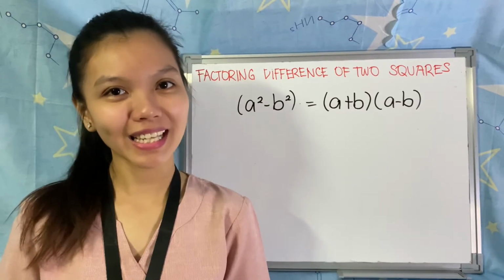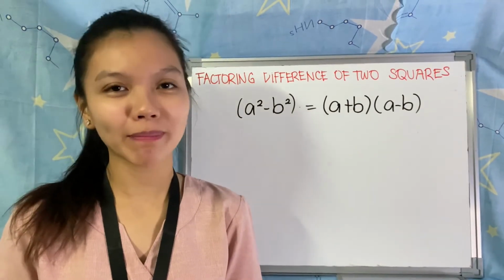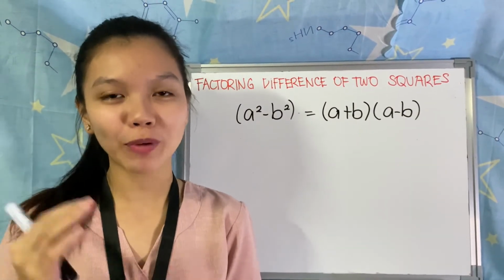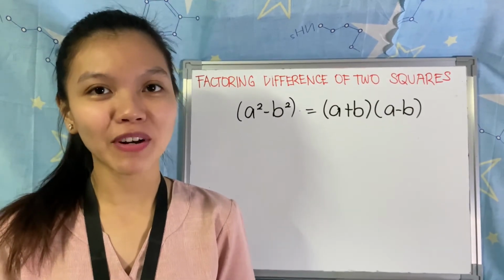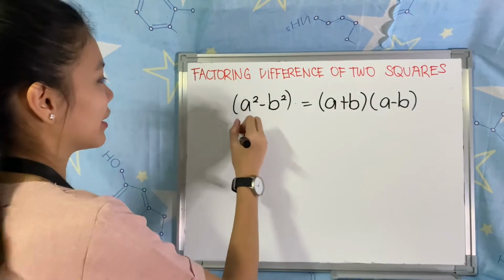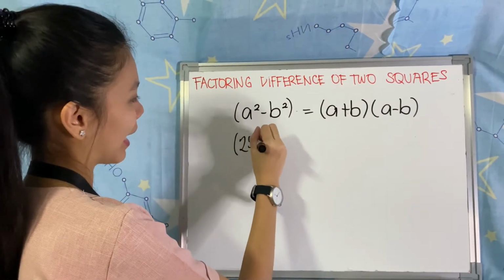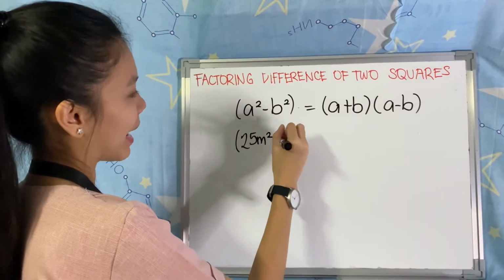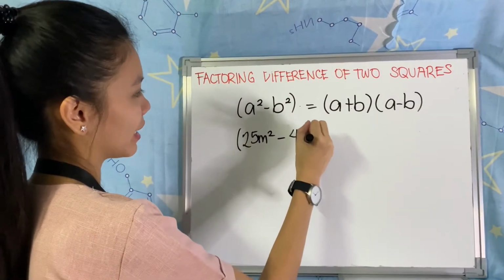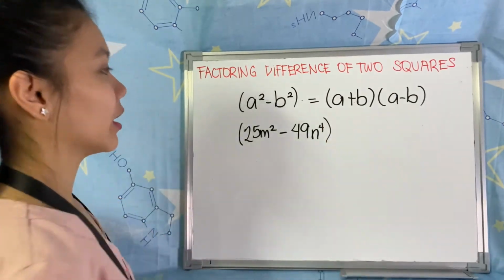So, for the next example, sabayan nyo ako sa pagsasolve para malaman nyo at mas maintindihan nyo yung process ng ating pagpa-factor ng difference of two squares. So, here's our example. We have 25m squared minus 49n raised to 4.